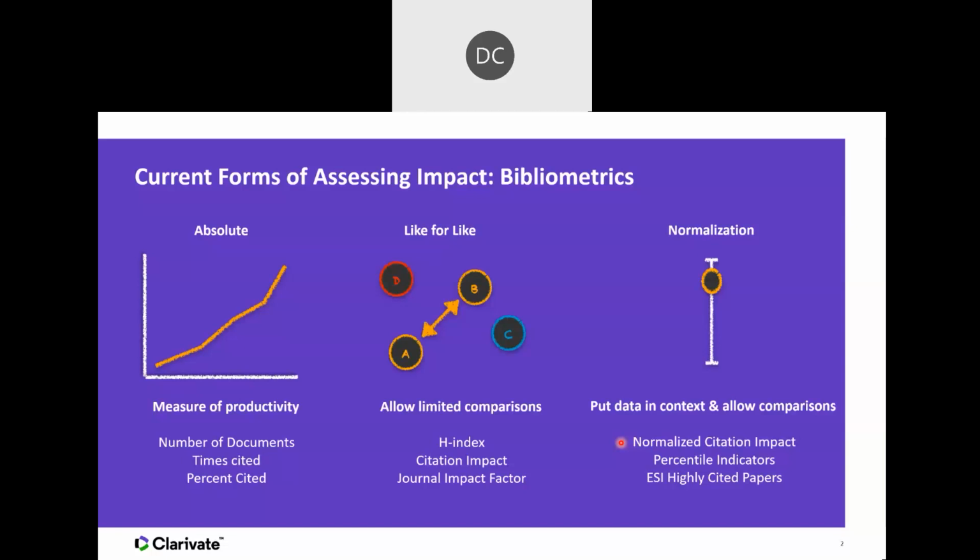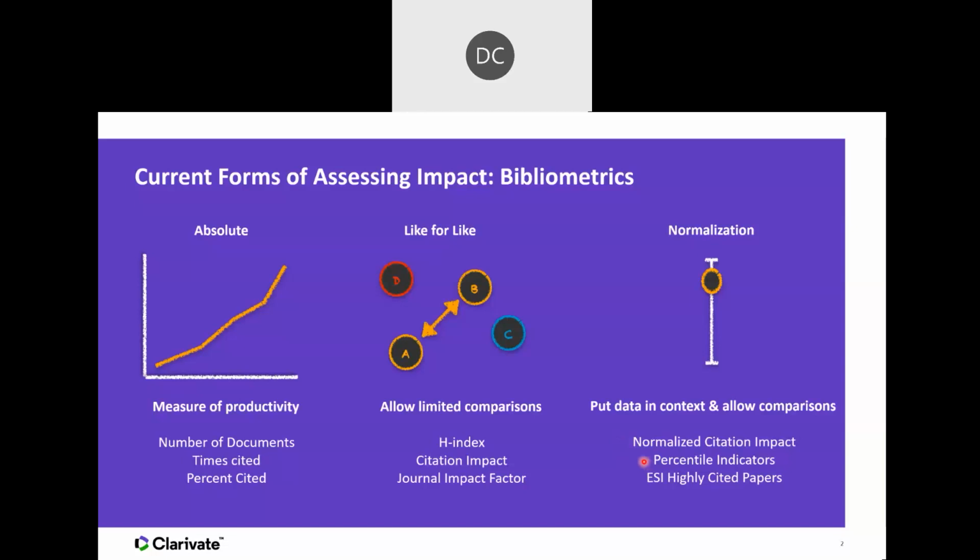If another researcher comes along from arts and humanities, and that researcher's CNCI is also above 1.0, then that researcher is also performing above global impact. So whether researcher A or researcher B performs better, it becomes easier to compare, because now you just have to look at the CNCI as one of the indicators to create this profile for the researchers.